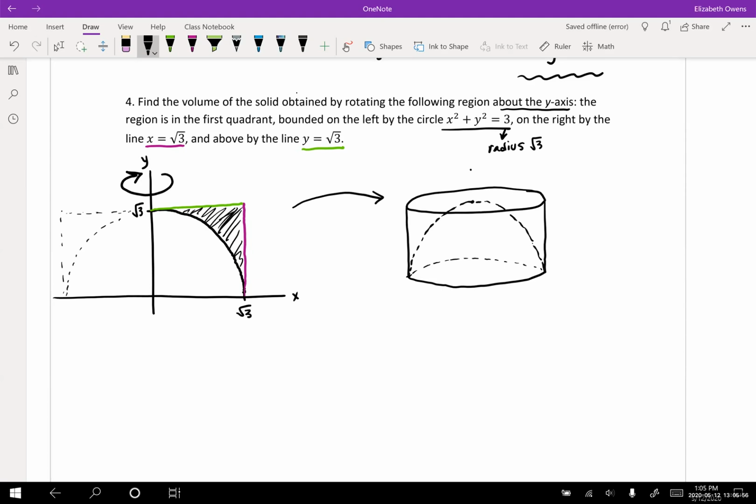So on this, we want to look for our outer radius and our inner radius, because this obviously has a hole in it. It's going to be a washer type of shape. Our outer radius goes all the way to the outside, and then our inner radius goes from the center to the cutout portion.